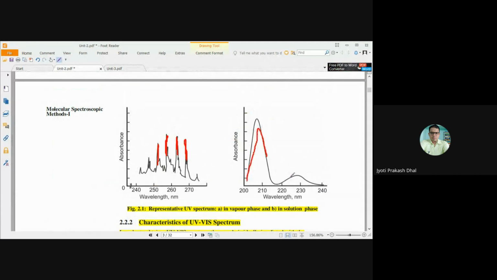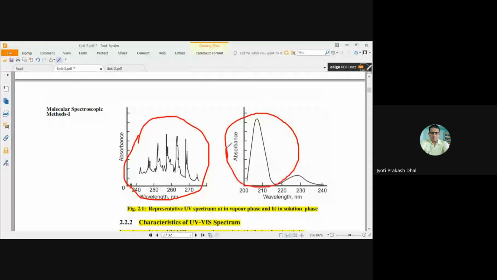So why will you observe such a broad spectrum? Because in case of solution phase, the sample molecules are also surrounded by solvent molecules, so that will give a broad or continuous spectrum. So this type of spectrum is called continuous spectrum. But in case of gaseous molecules in vapor phase, you will find sharp lines or sharp peaks. So this is the UV visible spectrum of gaseous molecules or in vapor phase, and this is the UV visible spectrum of molecules in solution phase.